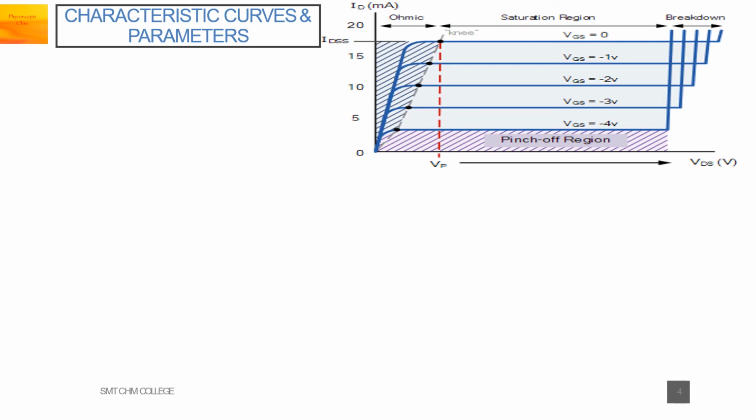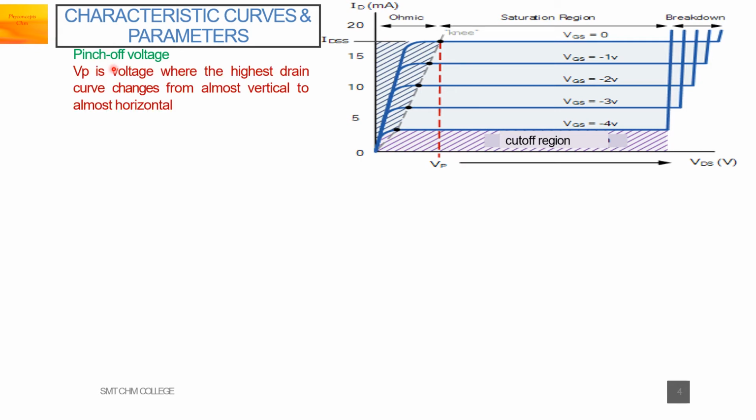Now we'll see the different parameters. First is the pinch off voltage, which we denote as VP. It is the voltage where the highest drain curve changes from almost vertical to almost horizontal. So this point here, it is VP.